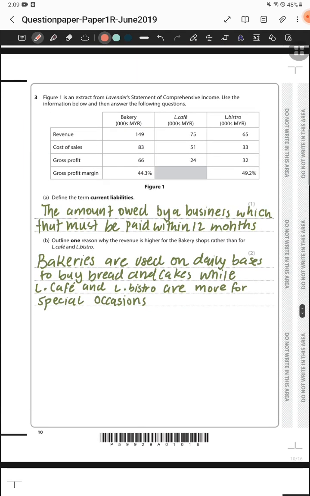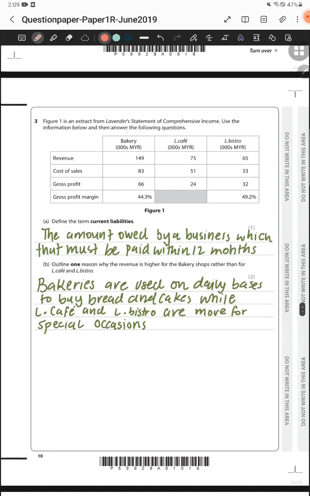Alright, we're moving to question number 3, and we're still on the same case study for Lavender, but we have a different figure. Figure 1 is an extract from Lavender's statement of comprehensive income. Use the information below and then answer the following questions. As we can see here, this is the revenue, cost of sales, gross profit margin, and basically information from all their other outlets. I think their outlets combined, not just one. Maybe they have 8 bakeries, and this is for the 8 bakeries or something like that.